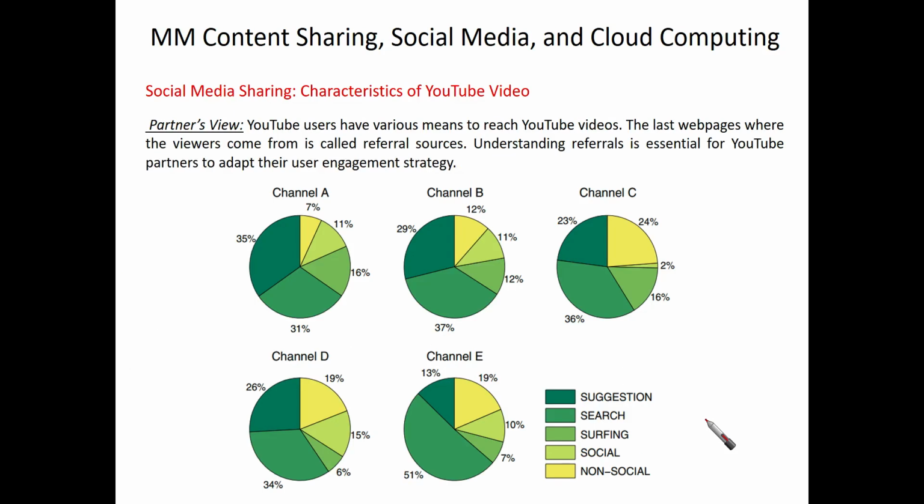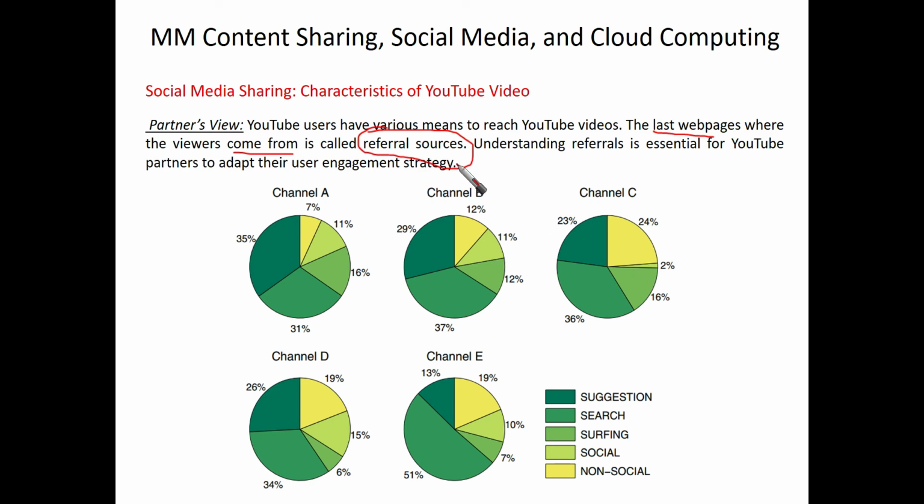And we can also analyze the partners' view. For example, as a YouTube user, when you watch a particular video, you basically reach that YouTube video through different ways, right? There are different kinds of paths by which you reach that video. Now this is called the last web page where the viewers basically come from. It is called a referral source. Maybe you are using Facebook, and someone shared a YouTube link, you click that link and go to the YouTube video. That's called the referral sources, right?